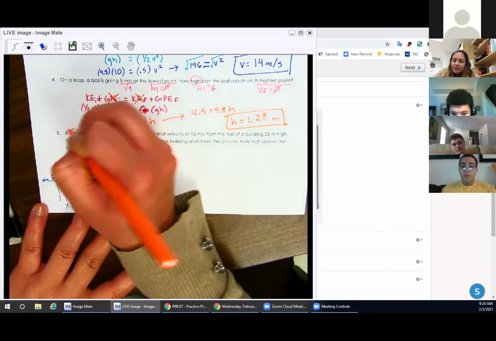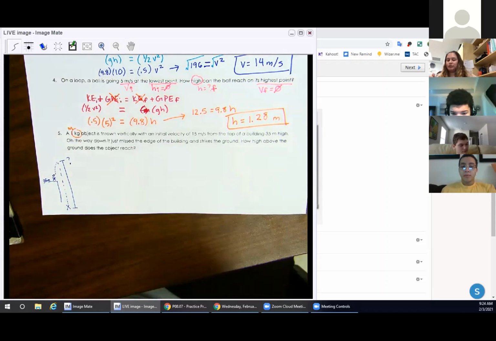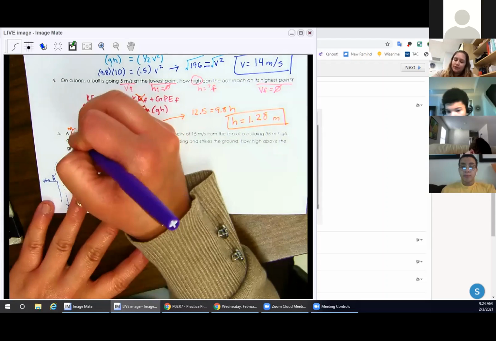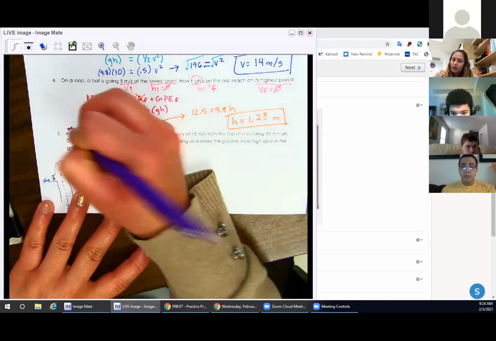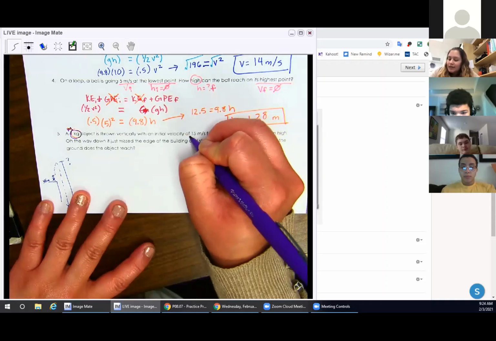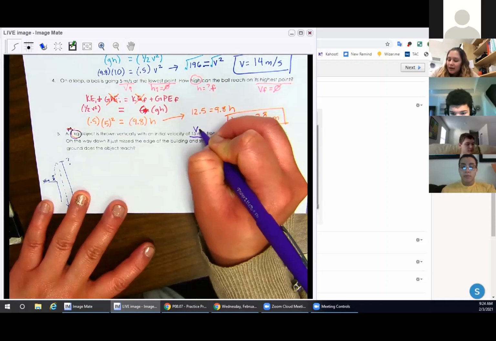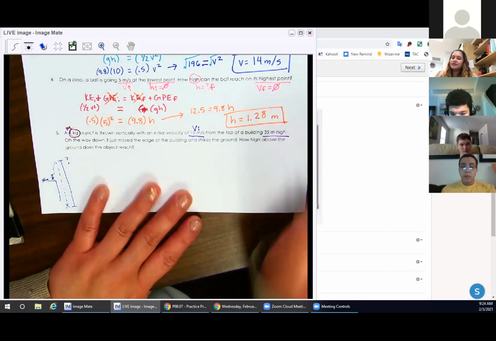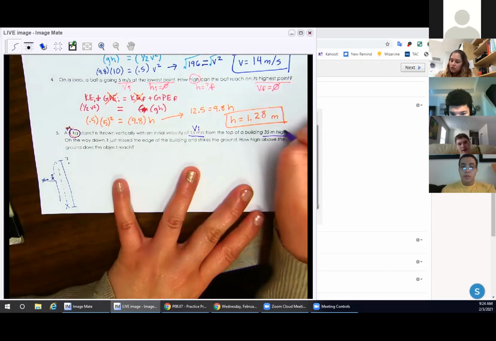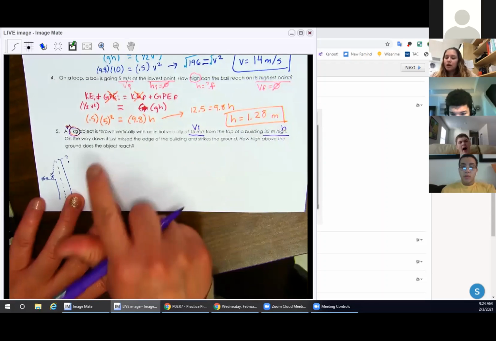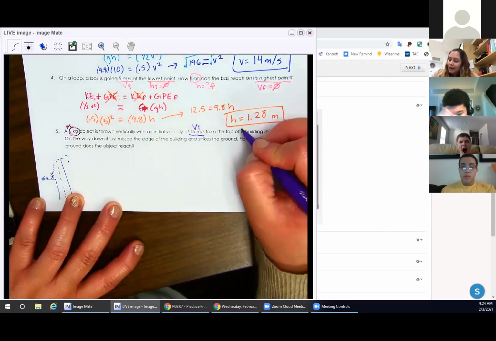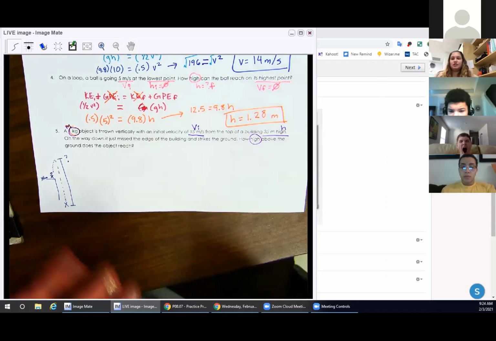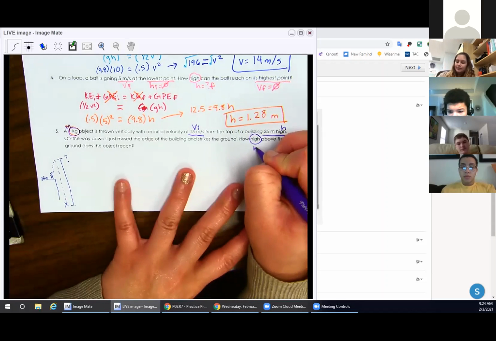A 1 kilogram object is a mass, but honestly, do we even need masses anymore? Sometimes you will. I take that back. Sometimes you'll need your mass, so let's not forget about it. We also know the initial velocity, so that's my VI. We know our height is 35 meters high. And we want to know how high above the ground it does reach, so we're looking for a height.